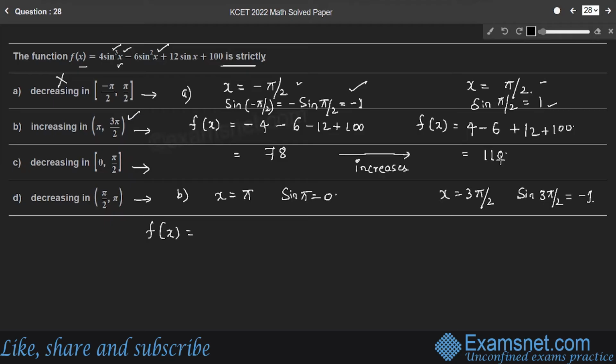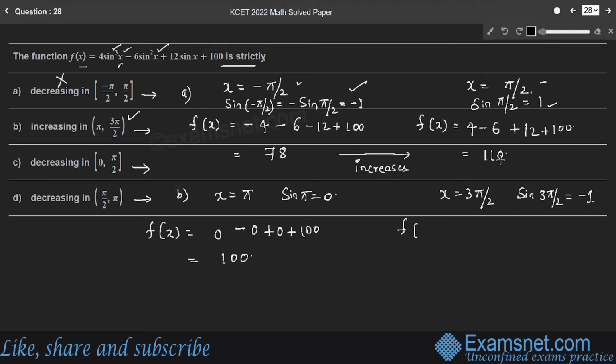Therefore, 4 sine cube x becomes 0, minus 6 into sine square x becomes 0, plus 12 into sine x becomes 0. And lastly, we have a constant which is 100. Therefore, 0 minus 0 plus 0 plus 100. So f of x becomes 100 when x is equal to pi.